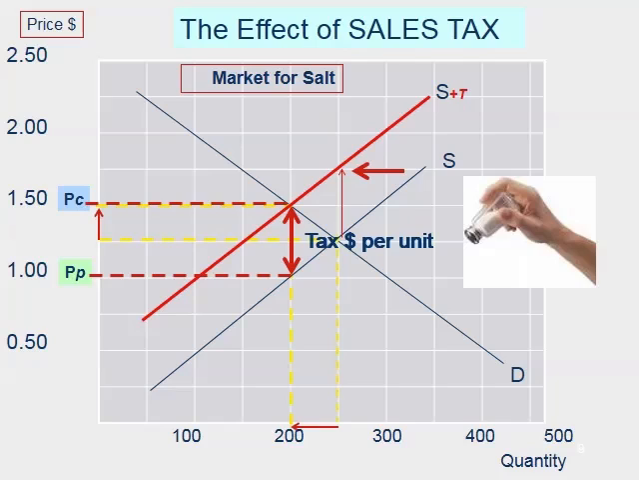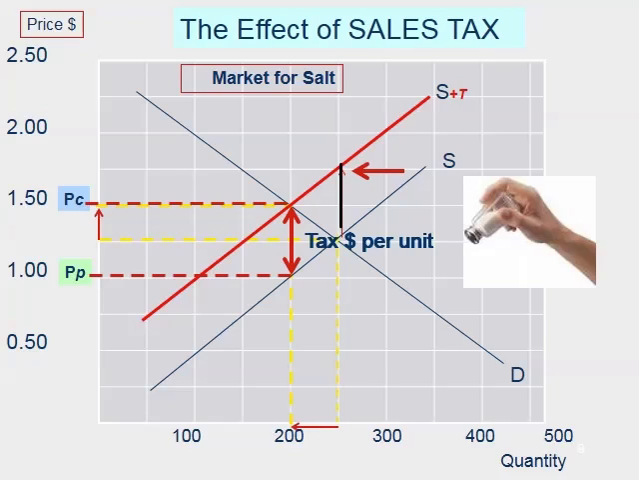So as we've seen, the supply curve has moved up and become S plus T by the amount of the tax on each salt shaker, on each unit. We can measure the value of that by reading across to our price line, and we can see that $1.50 minus $1 is 50 cents. So the per unit tax is 50 cents. The consumer was paying $1.25 and is now paying $1.50 because of the tax.